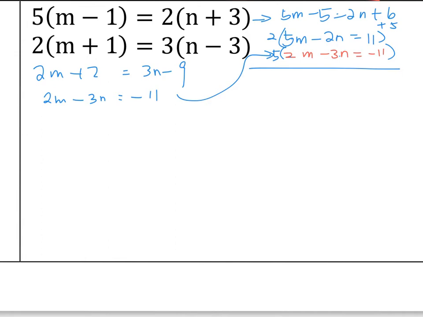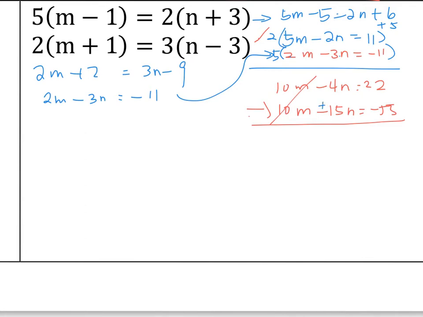Draw a line. The first equation would be 10m minus 4n equal to 22. The second one would be 10m minus 15n equal to negative 55. I'm going to subtract so I can cancel out 10m. Okay, and a negative negative makes a positive, and this would be 11n. Negative negative positive, so 55 plus 22 is 77. n is 7.